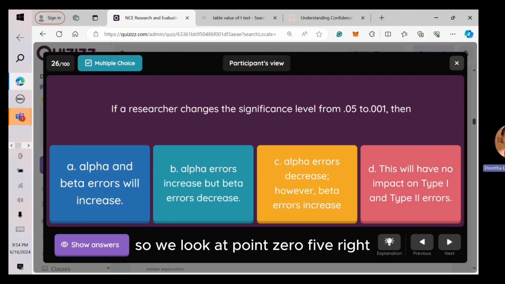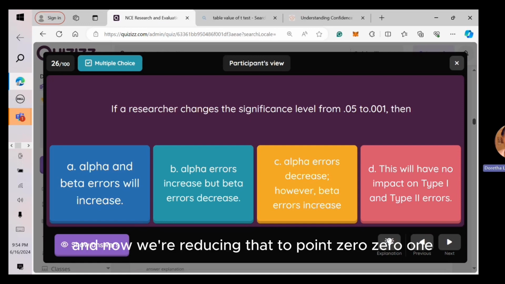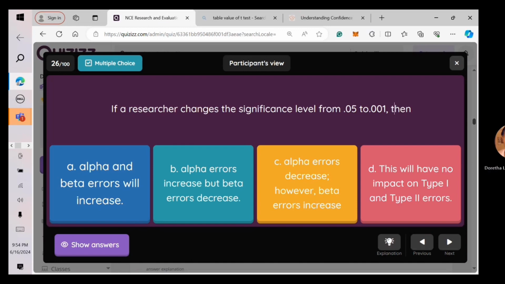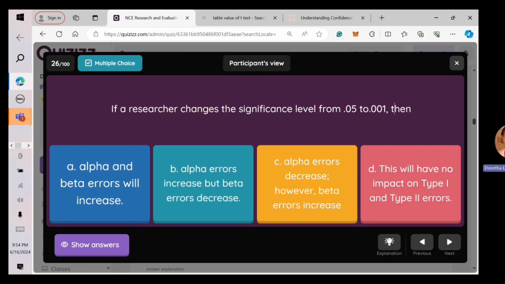So when you look at 0.05, right, 0.05 meaning that there is a higher chance of significance. And now we're reducing that to 0.001. And remember, if you need to pause the video to try and get your answer, I would say pause it after each question and then unpause it to get the answer.